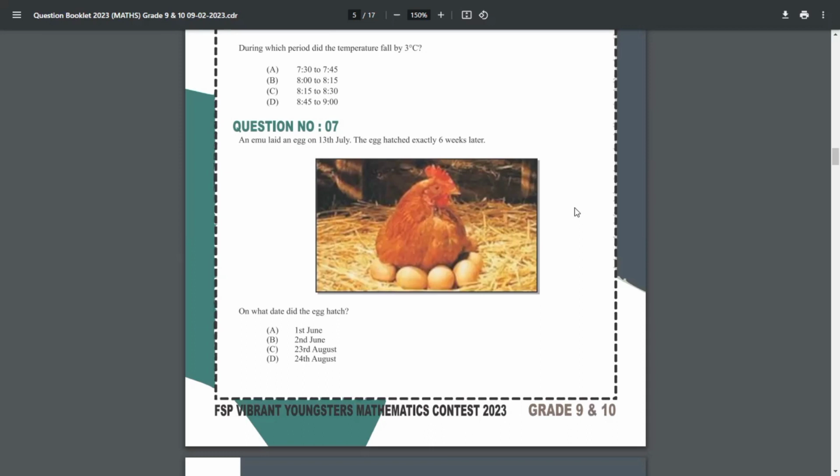Question 7. An emu laid an egg on 30th July. The egg hatched exactly 6 weeks later. On what date did the egg hatch? So the correct answer is option D, 24th August.